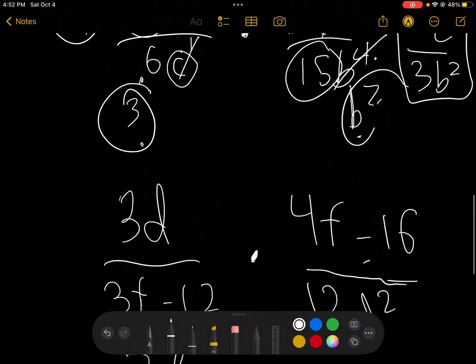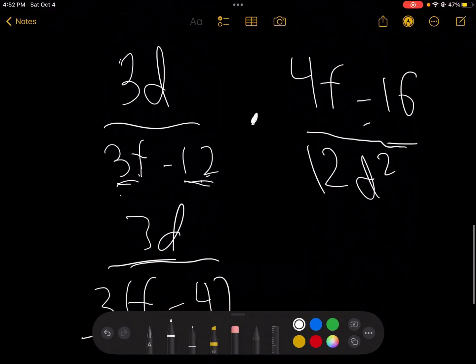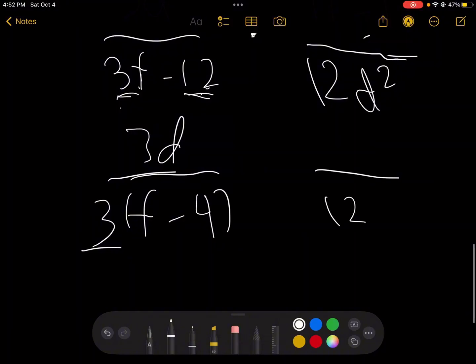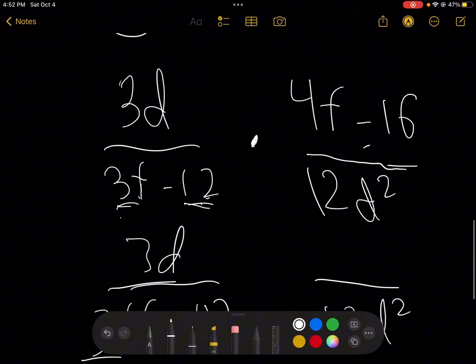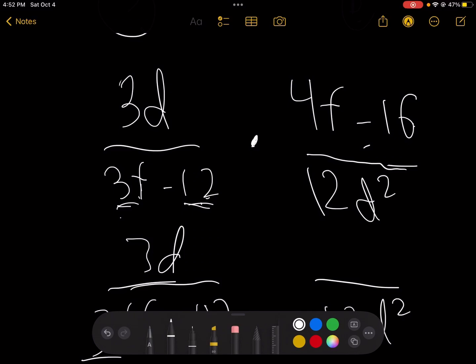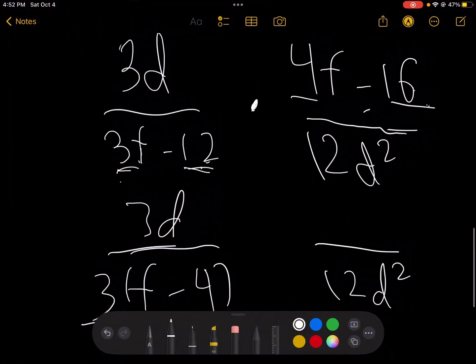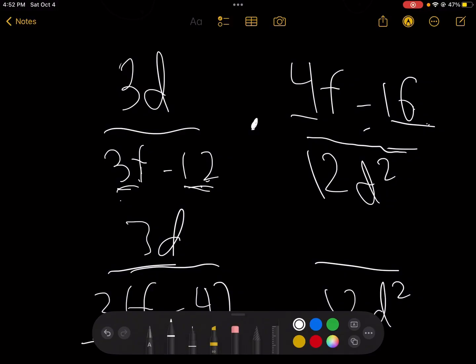Okay, now for 4f minus 16, and 12d squared. There's no common variable in both of them, so there's no variable in the GCF. So what's the GCF of 4 and 16? It's 4. Now divide both of them by 4. The answer would be f minus 4. Now you add the GCF, which is 4.